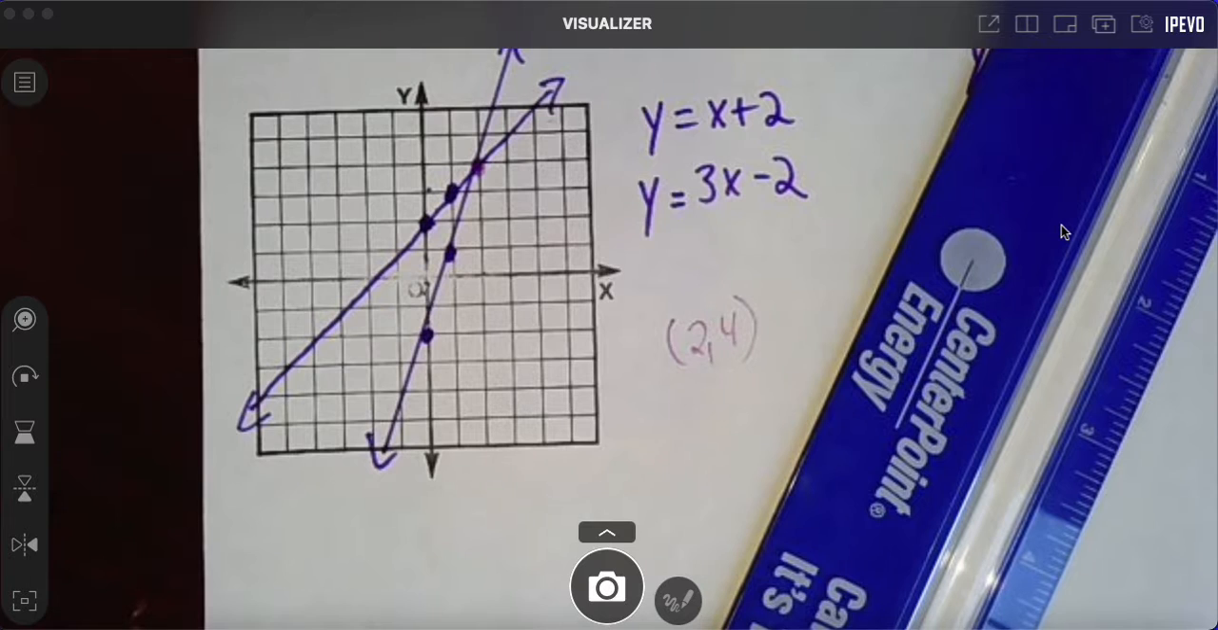So your answer will be the ordered pair every time? Yeah, so your answer is an X and a Y. Today we're doing graphing. Then next week we'll learn other methods of this, not even using a graph. Okay? And this is your ordered pair.